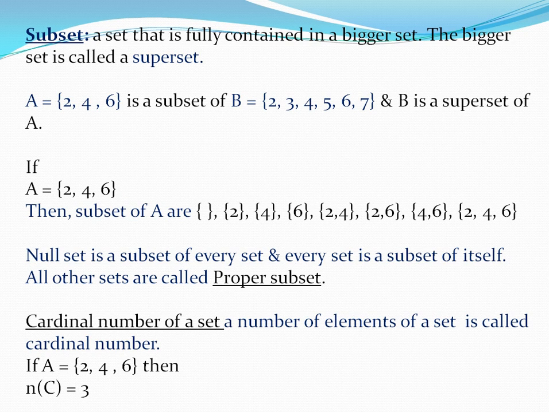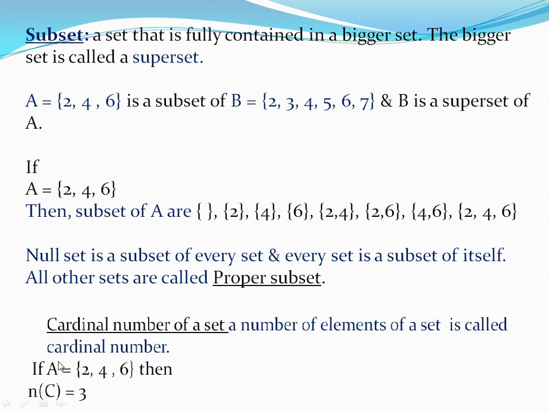Cardinal number of a set. What is the cardinal number of a set? The number of elements of a set is called the cardinal number. Count: in set A we have the values 1, 2, 3. So the cardinal number of this set is 3.